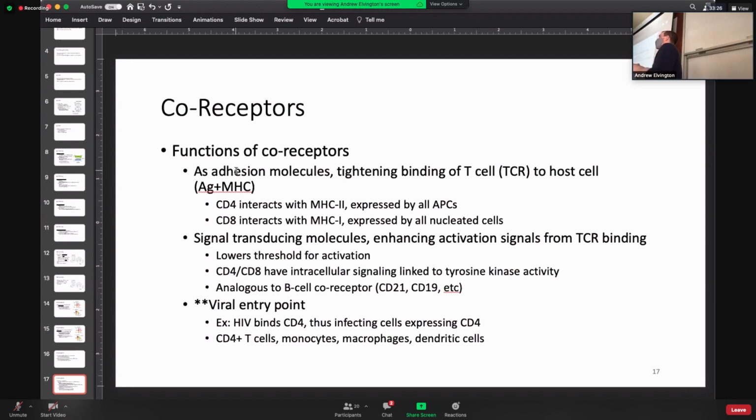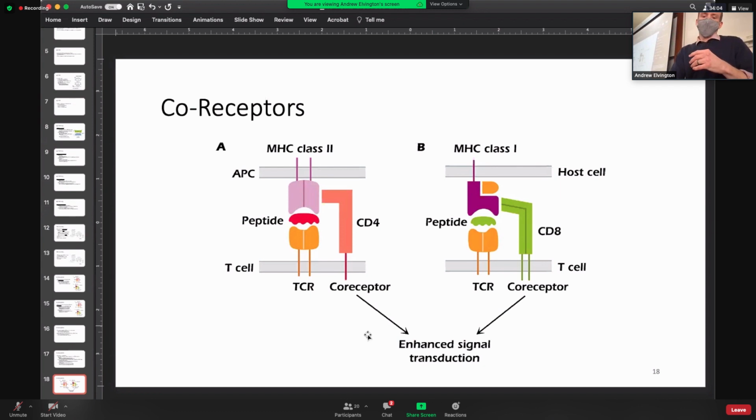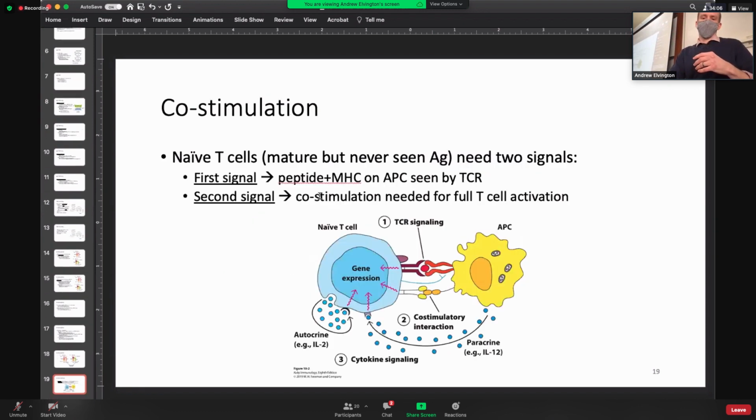Now, those co-receptors also play a role in just holding the cells together. To get all of these activation events, you need engagement. And so by having CD4 interacting with MHC class 2, which is only expressed on antigen presenting cells, it holds it together longer, making activation more likely. CD8 interacts with MHC class 1, which is also expressed by antigen presenting cells, but also any nucleated cell. And then the co-receptors can act as viral entry points, HIV being the best example. All right, so they enhance signal transduction and they hold them together.